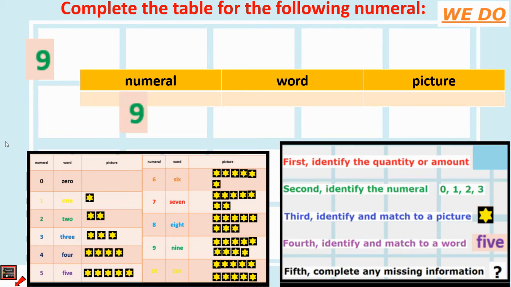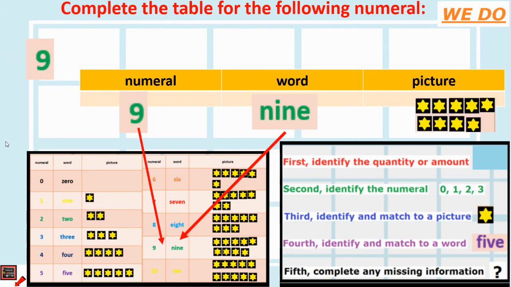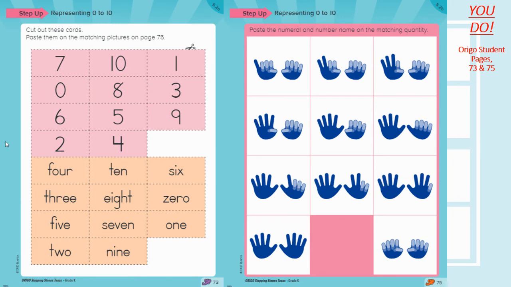Let's check together, okay? So the numeral is 9 in green. We're going to match it to the word right next to it to the right. N-I-N-E, number 9. And in the picture, I can copy those 9 stars or draw a picture of 9 something. Awesome job, class. Let's keep going for some more of your own.